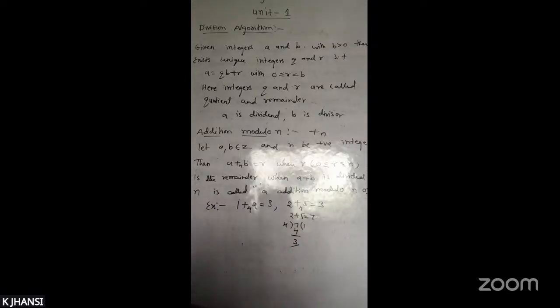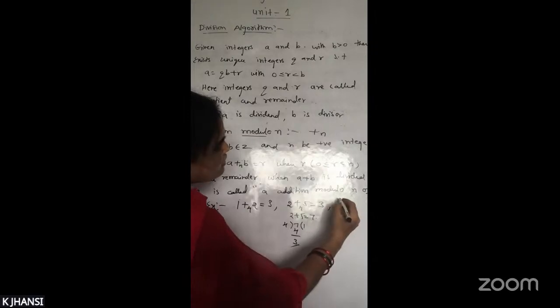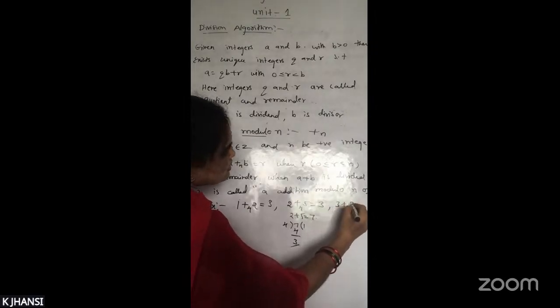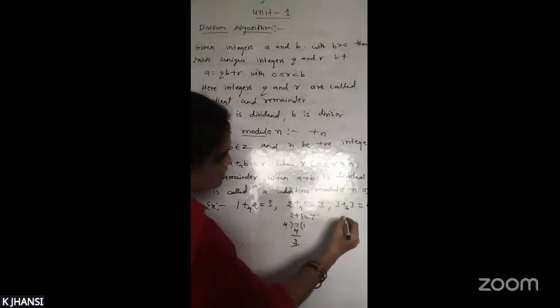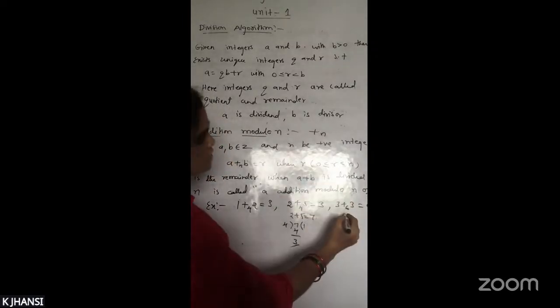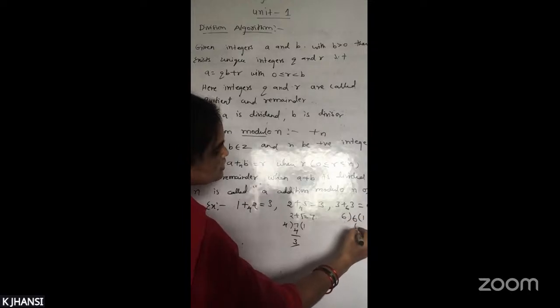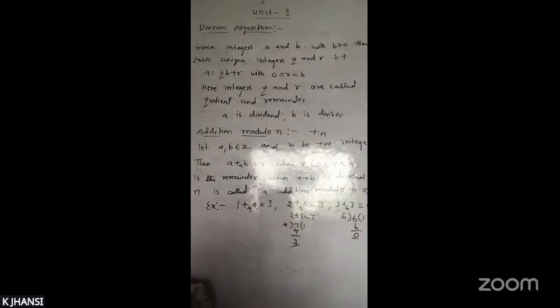Okay. So like this, we have to find the addition modulo n. If it is 3 plus 3, it is equal to 0. Why? Because 3 plus 3 is 6, and 6 means 2 threes are 6, so your remainder is 0. So like this, we need to find the addition modulo n.